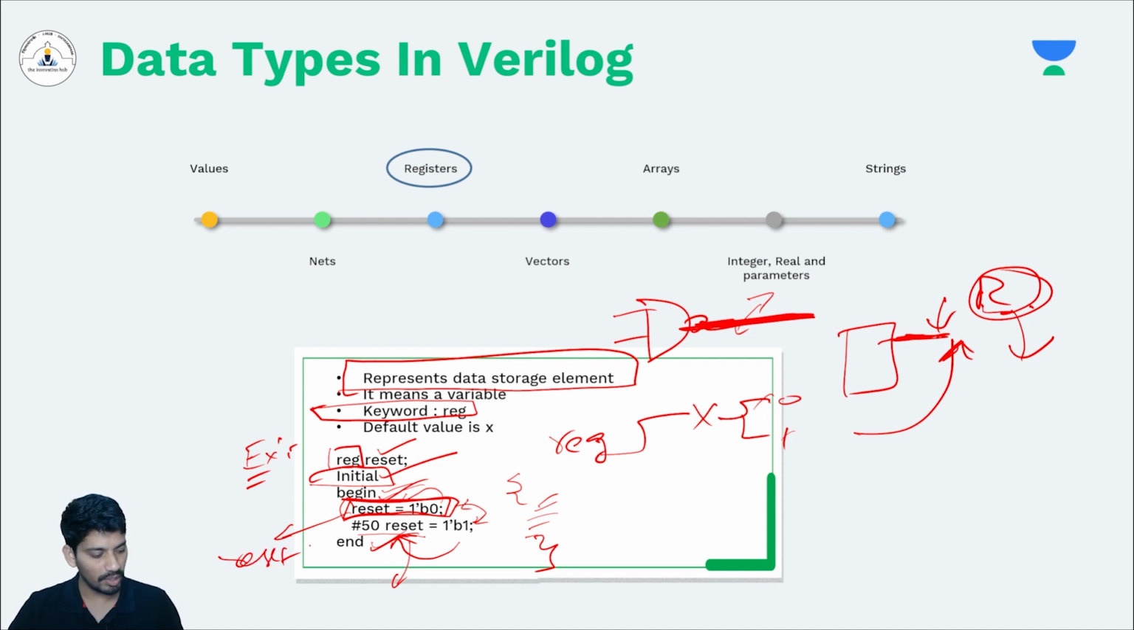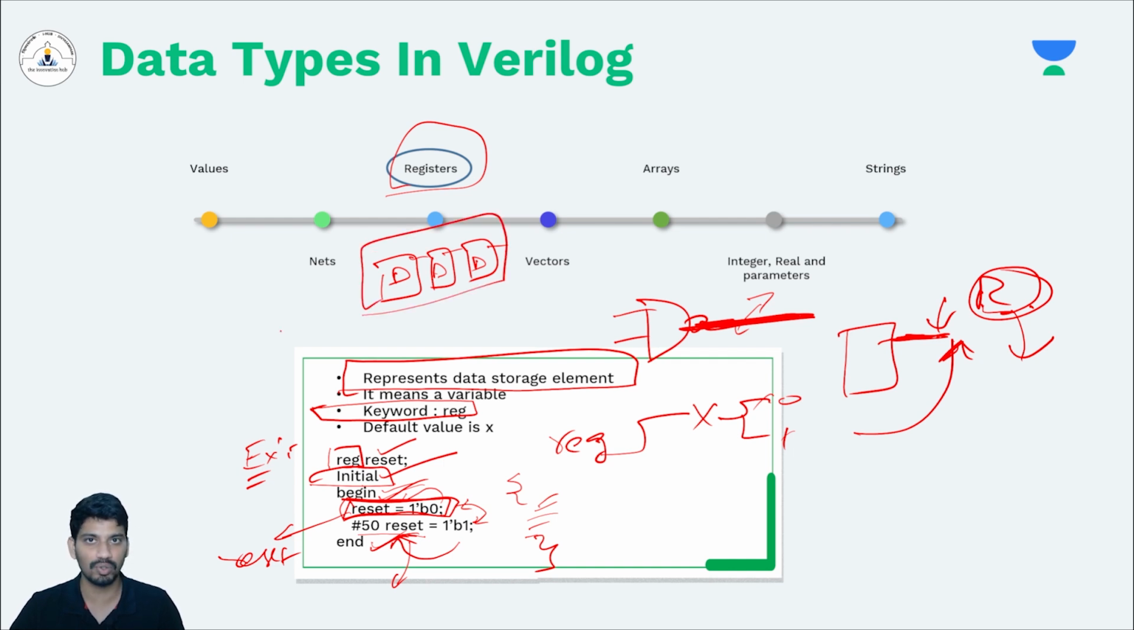Don't confuse this register with hardware registers, like the ones we designed using D flip-flops. That is a different story. That is a hardware element that is used to store data. But this is a data type, which is a variable that can be used to store some data, and its purpose is that it will retain the data until the next data arrives. That is the main difference between a net and a register.